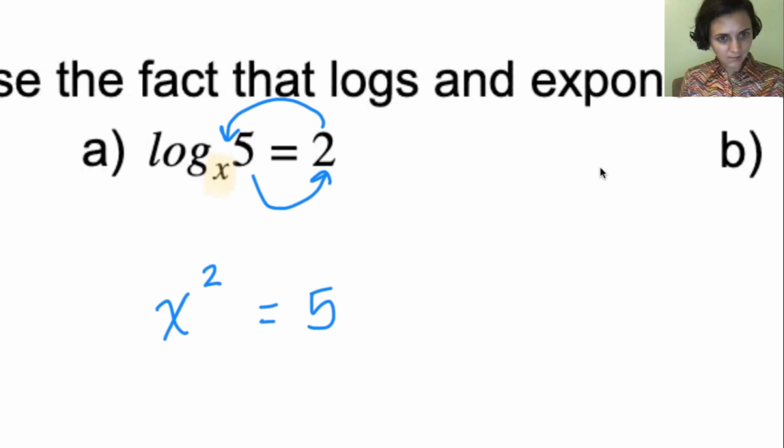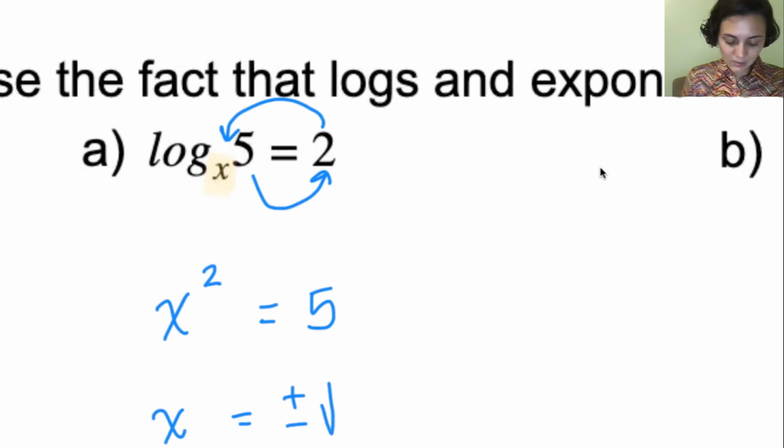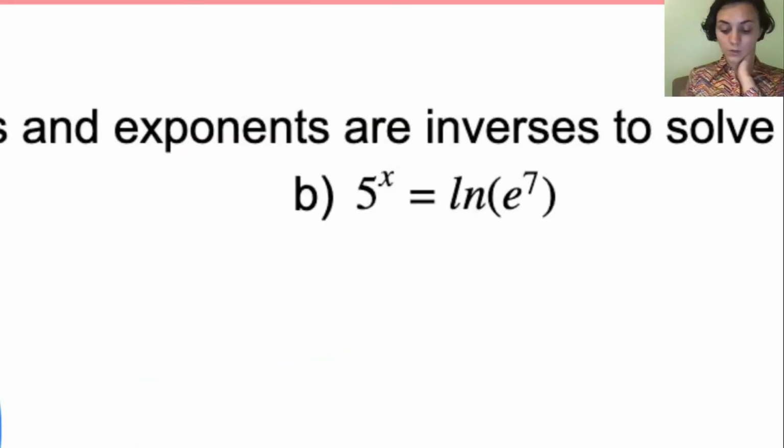And so now I have an equation that I can solve. This is a solvable equation. I just take the square root. So x equals plus or minus the square root of 5. And I'm done.